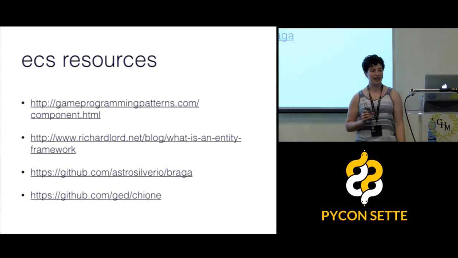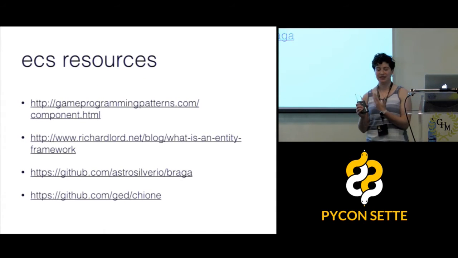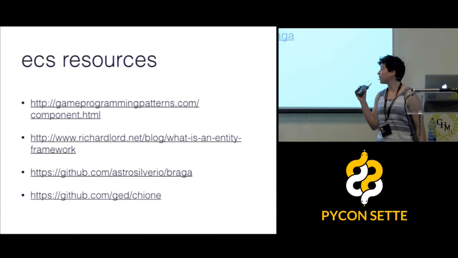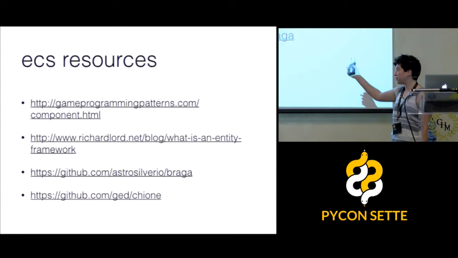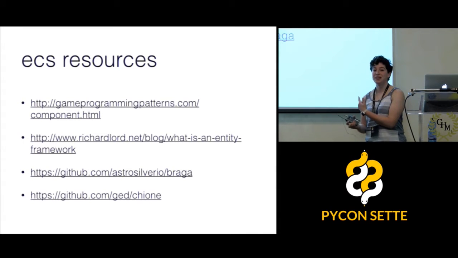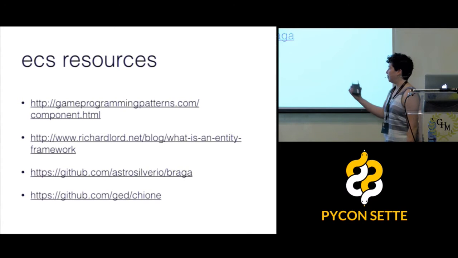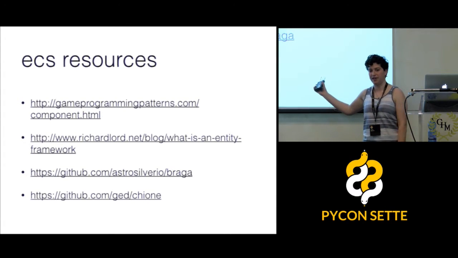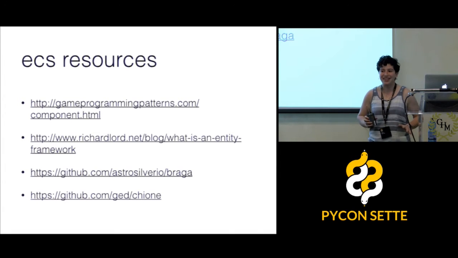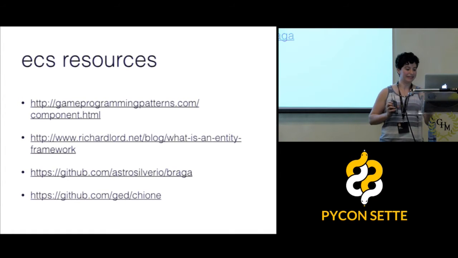So if you're interested in this design pattern, here are some resources. The first two are just articles that I found helpful when I was learning about ECS. The third is my ECS system. I know it's a shameless plug, but I really do think my README is pretty good. And it works, and I maintain it. So if you want to play around with it, please feel free. And the fourth one is a Ruby ECS library that my friend is developing. It's not Python, but he writes beautiful code.